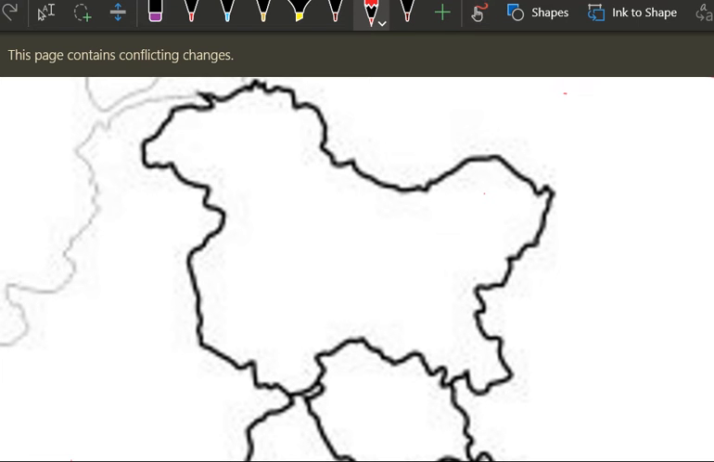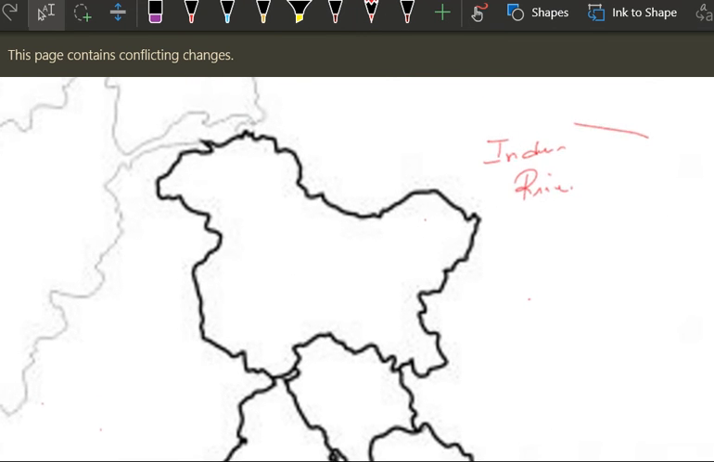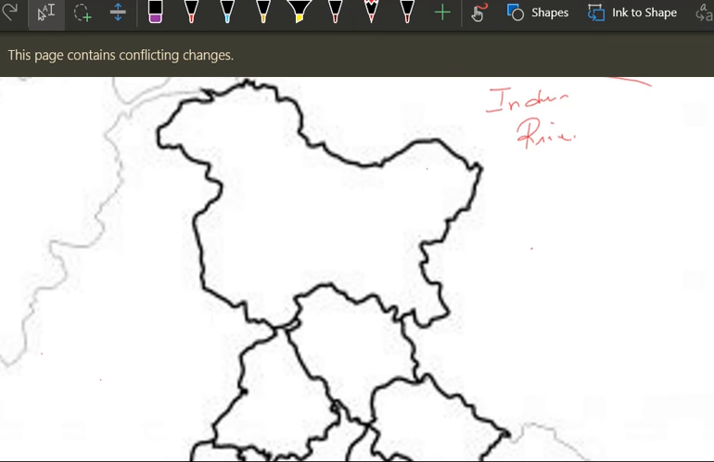Today we are going to deal with the Indus river system. Indus river. First, let us begin with the more important river, which is the Indus river. It starts here. Let me zoom out. It is the starting point of the important river, that is the Indus River.